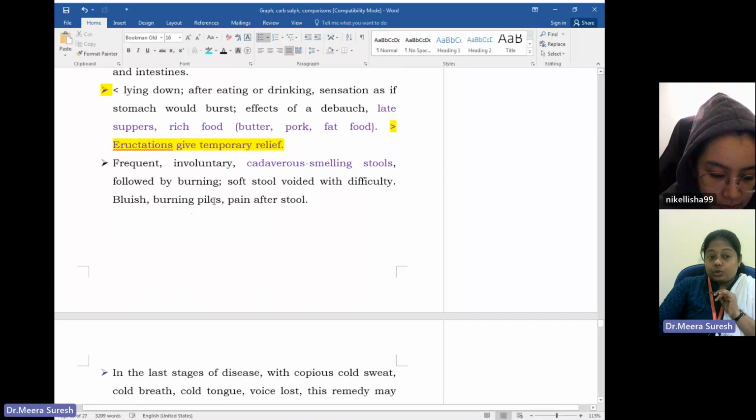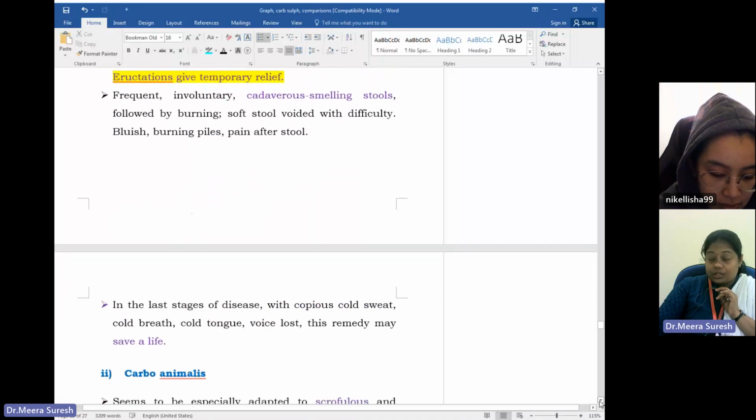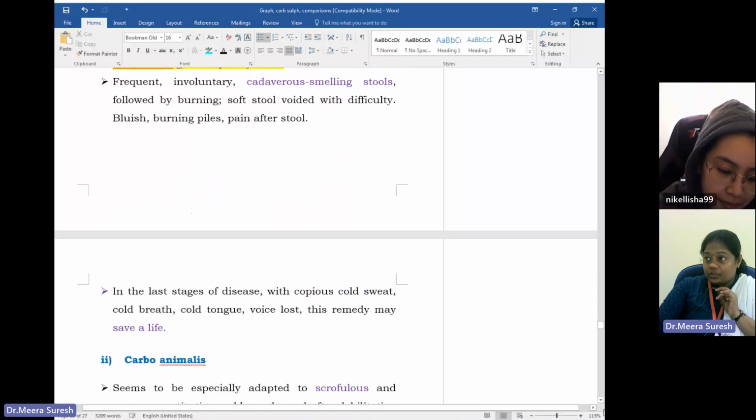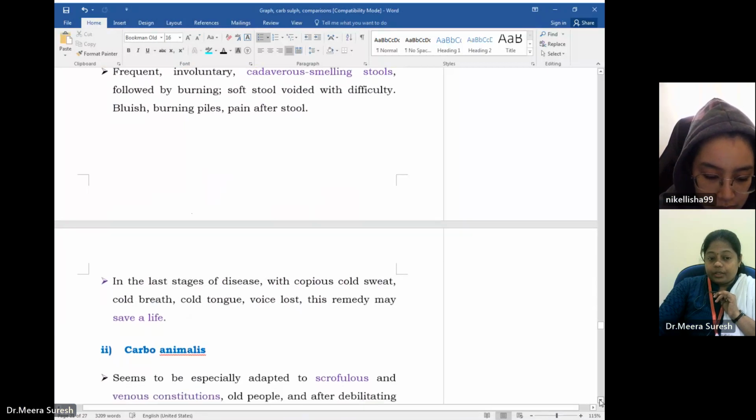There can be piles also, which are very burning and bluish because there is hemorrhage. It will appear bluish, mostly because it is venous hemorrhage that is happening. So what they mean is it is not bright red blood. It will be that dark decomposed blood. That is why they say it is bluish. So in the last stage of the disease, we have seen this is a corpse revival.